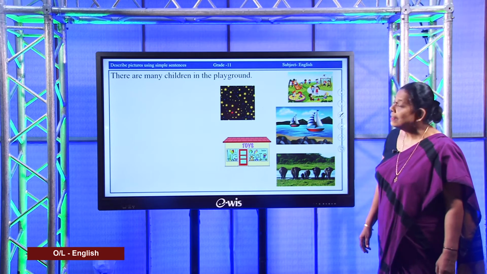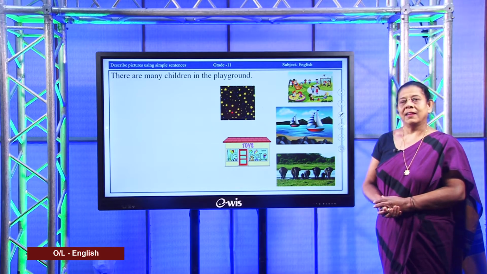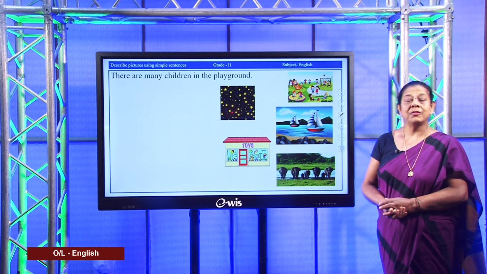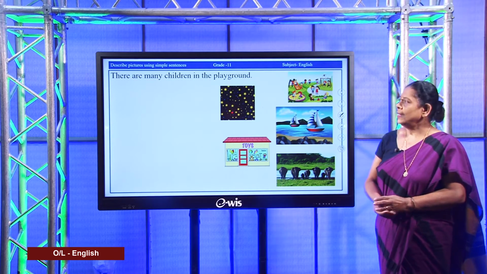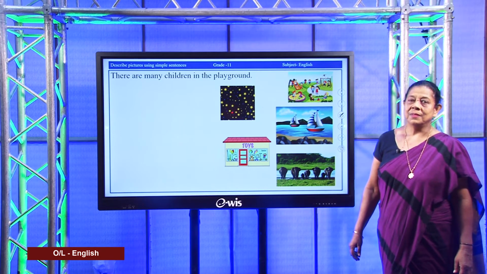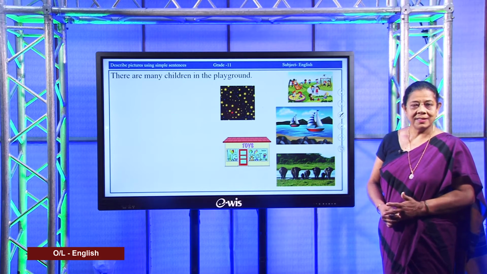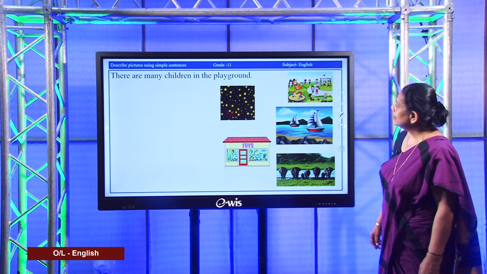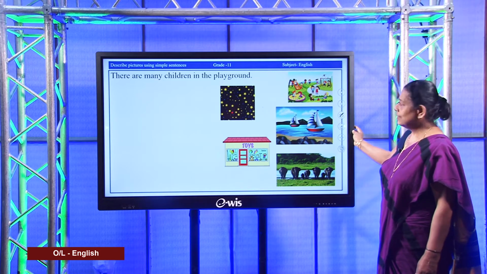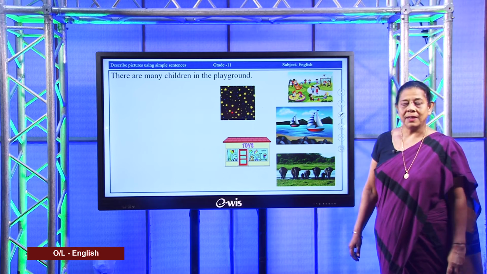There are many children in the playground. In the earlier pictures, we used the numbers. There are 3 ducks in the pond. There are 4 balloons. But here it's difficult to count the number. So, without writing the number, we can use many. There are many children in the playground.